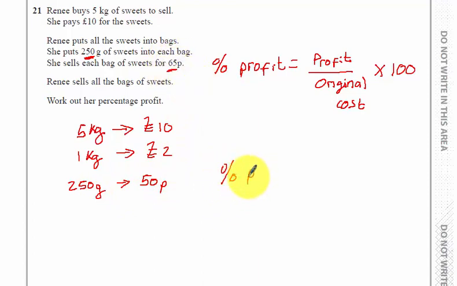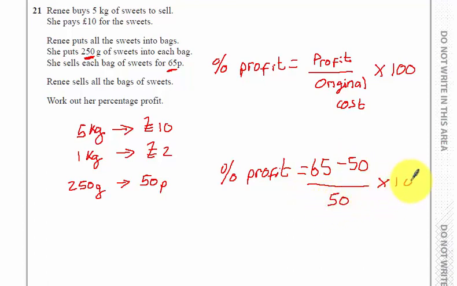So her percentage profit is going to be 65 minus 50, because that was what she paid for them, that's what she sold them for, divided by 50, times 100. So 65 take 50 is 15, divided by 50 times 100.